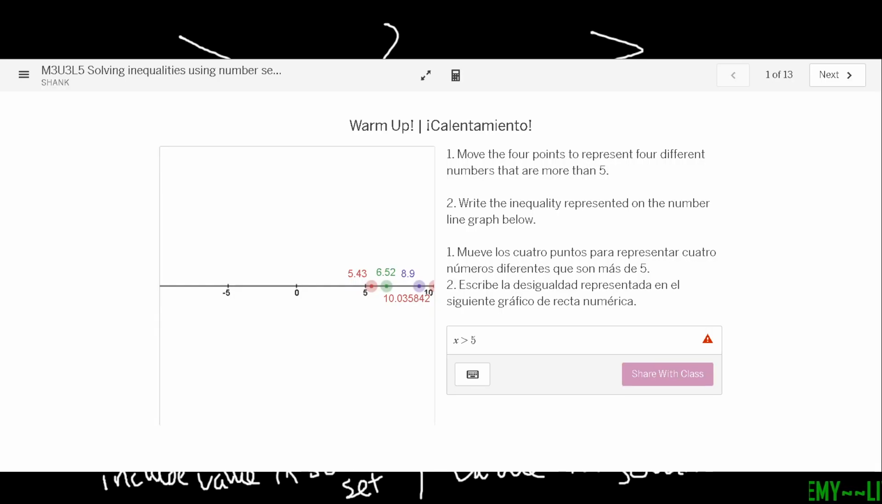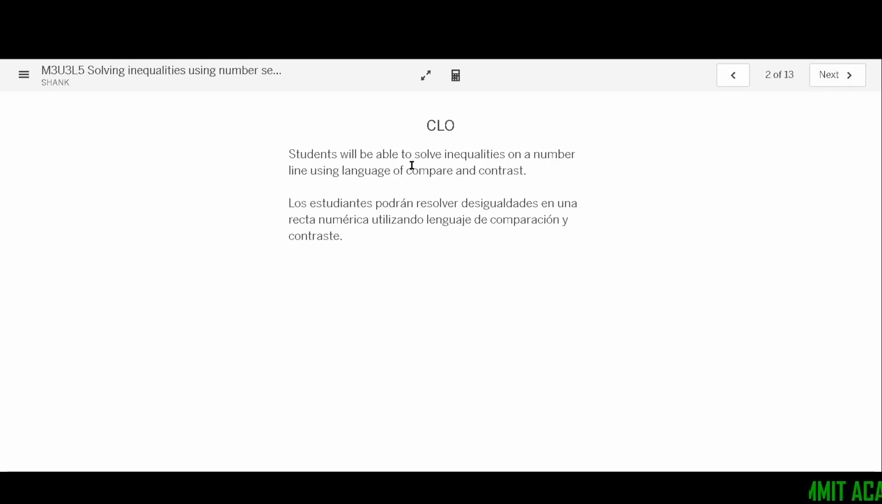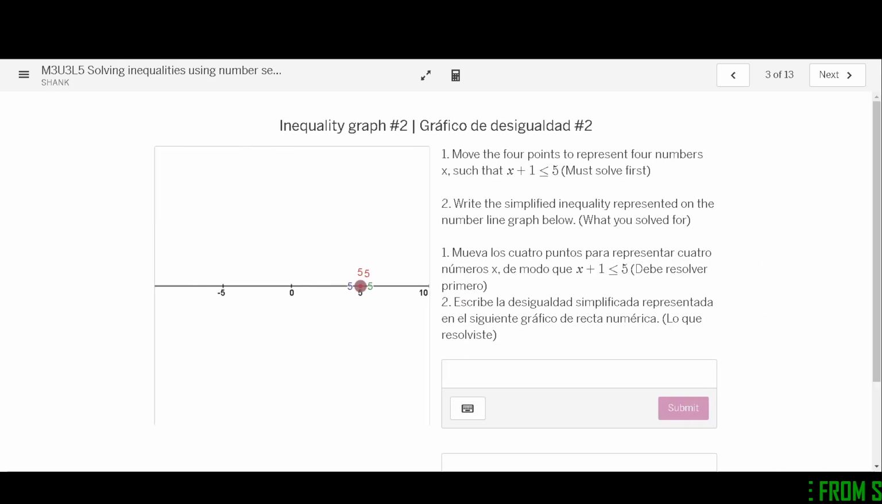So let me highlight this again. Okay, so now let's go to the next part. Again, we're going to be able to solve inequalities on a number line. We're going to be using that language of compare and contrast. So it says to now move the 4 points to represent the 4 numbers x such that x plus 1 is less than or equal to 5. And we have to be able to solve for that first.